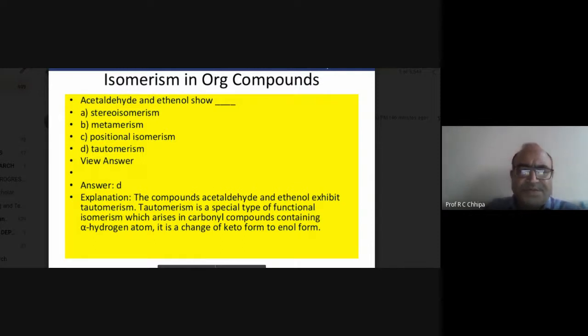Tautomerism is a special type of functional isomerism which arises in carbonyl compounds. So what are carbonyl compounds? Where carbon double bond oxygen is there. Here carbon double bond oxygen, and in the other case carbon double bond carbon is there. So that is ethanol, with a double bond and a hydroxy group.